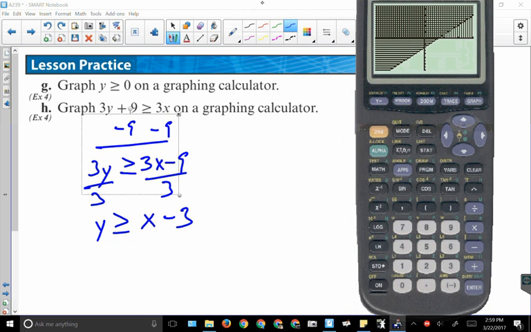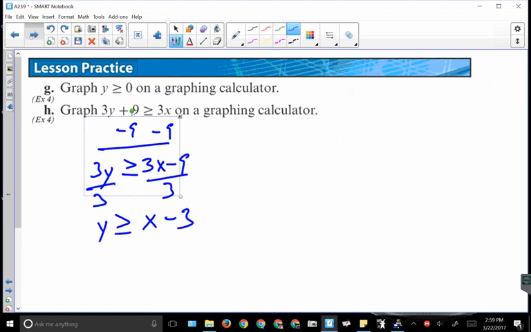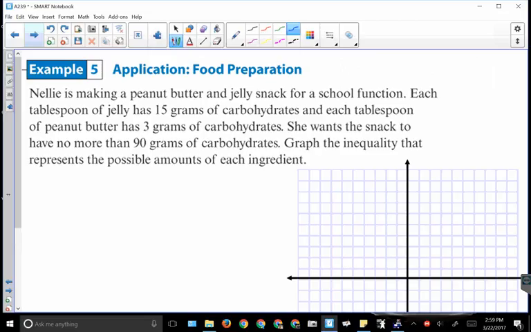Last thing. Nellie is making a peanut butter and jelly snack for a school function. Each tablespoon of jelly has 15 grams of carbohydrates. Each tablespoon of peanut butter has 3 grams of carbohydrates. She wants the snack to have no more than 90 grams of carbohydrates. Graph the inequality that represents the possible amounts of each ingredient.